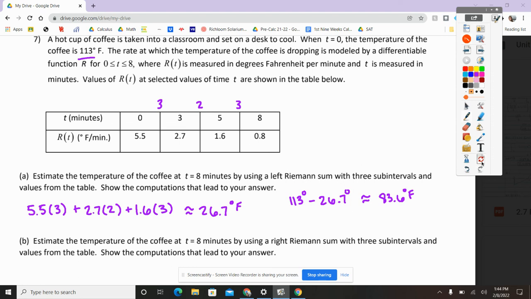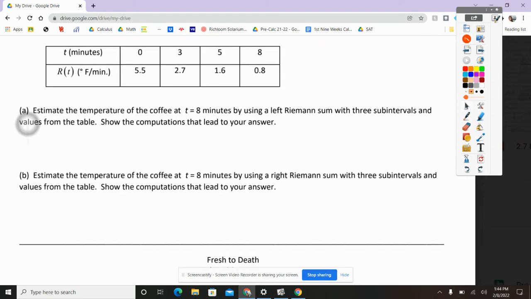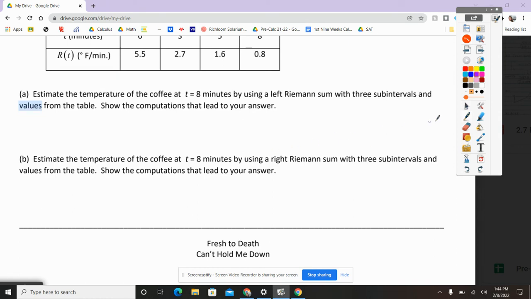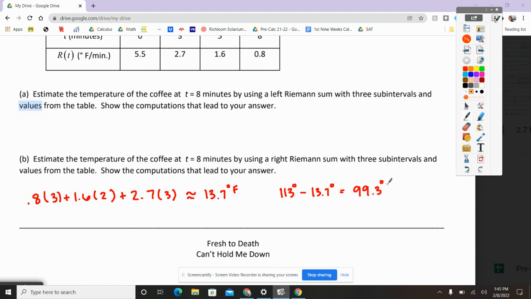And then for B, it's going to be pretty much the same thing, except we're going to use right. So here we're going to start with the 0.8, and it's going to be times 3 plus 1.6 times 2 plus 2.7 times 3, and that's approximately 13.7. So if you subtract that from 113, you're going to get 99.3 degrees Fahrenheit, approximately.